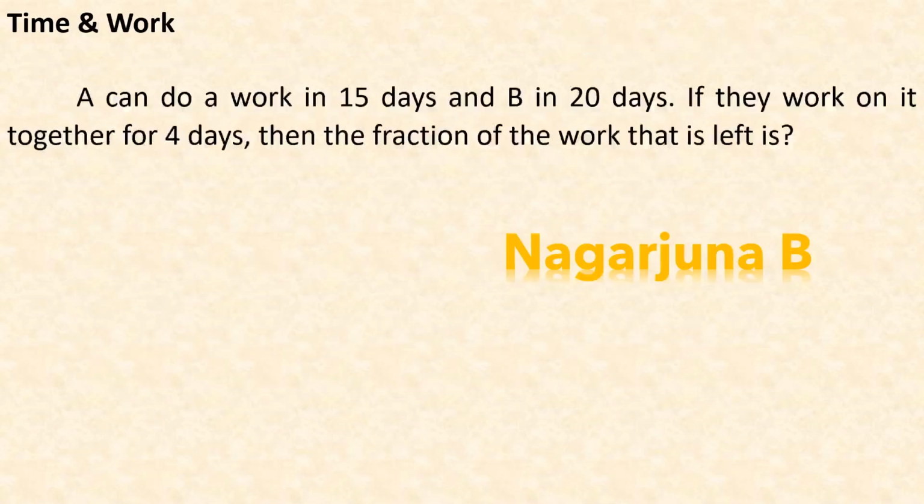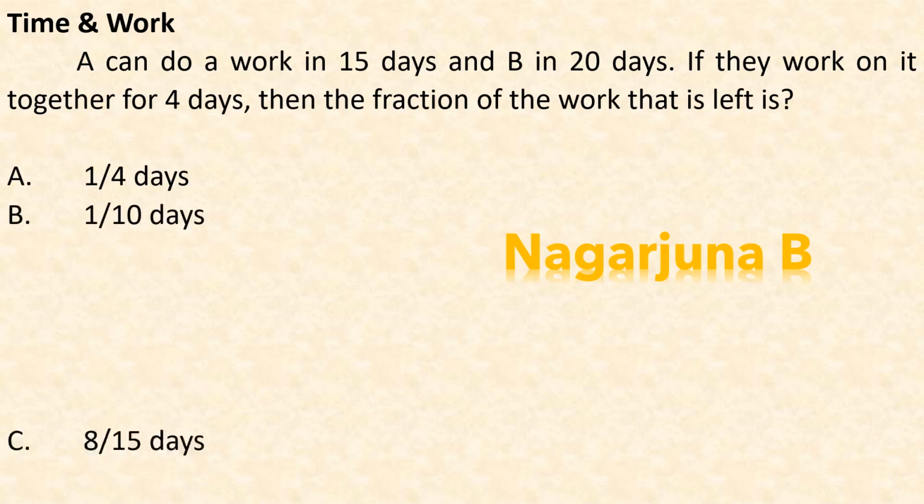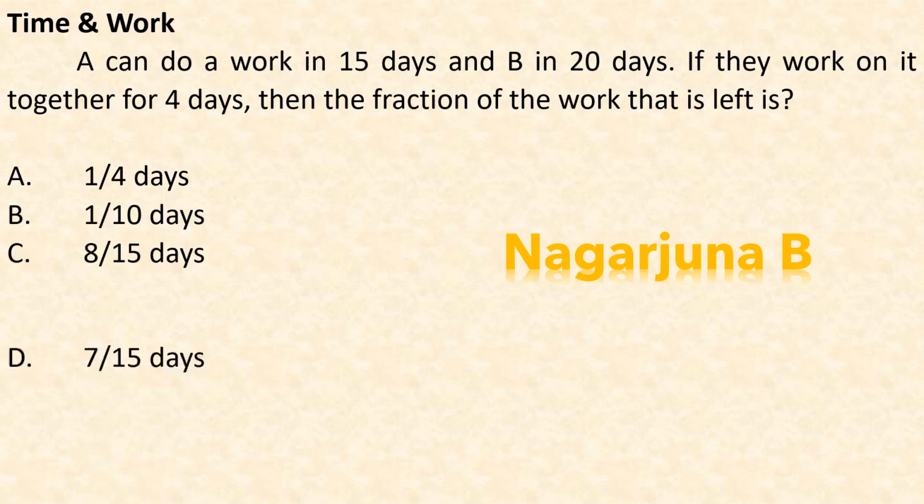A can do work in 15 days and B in 20 days. If they work on it together for 4 days, then the fraction of work that is left is: options 1 by 4 days, 1 by 10 days, 8 by 15 days, 7 by 15 days. The correct answer for this one is 8 by 15 days. It is the fraction of work that is left when A and B together work for 4 days.